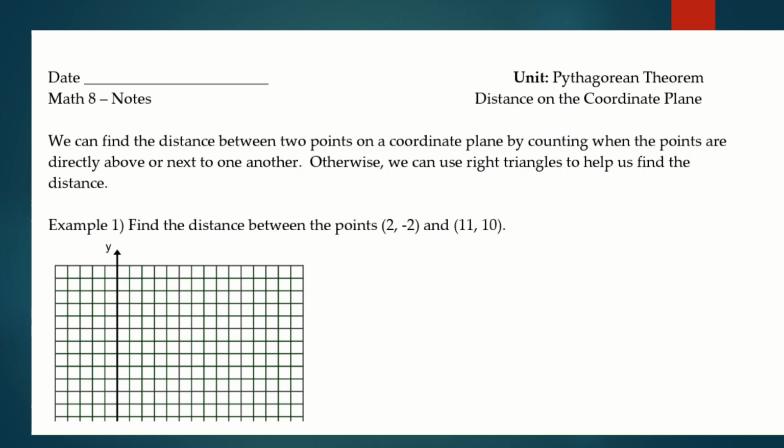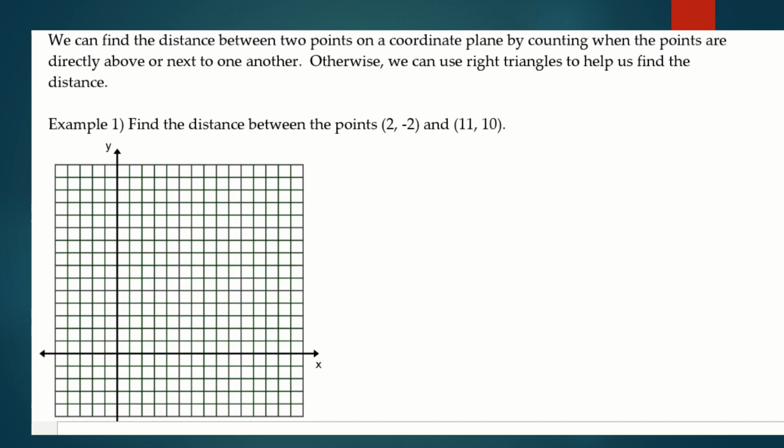So we can find the distance between 2 points on a coordinate plane by counting when the points are directly above or next to one another. Otherwise, we can use right triangles and the Pythagorean theorem to help us find the distance. So let's take a look at example 1.